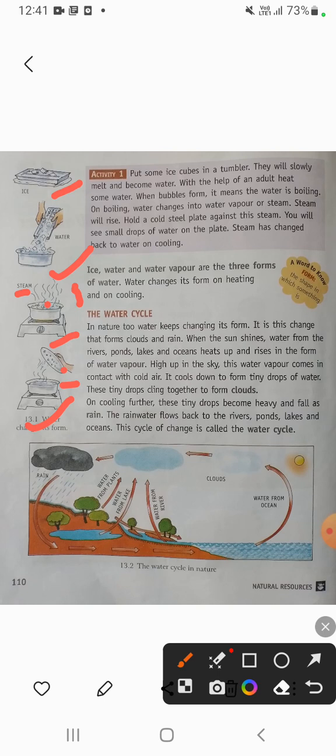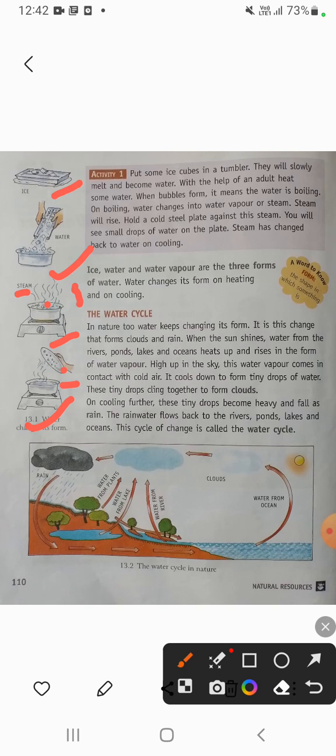And if we hold a cold plate in front of the steam, you will see drops of water on the plate. The hot steam cools down on touching the cold plate and changes into drops of water. That means water changes its forms.